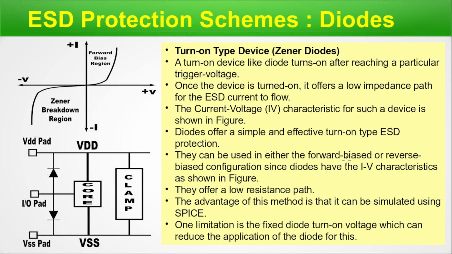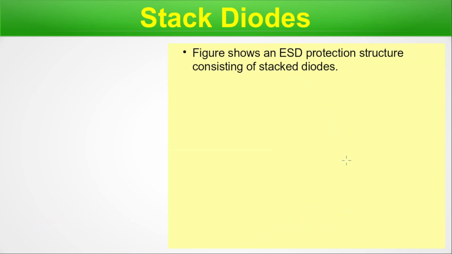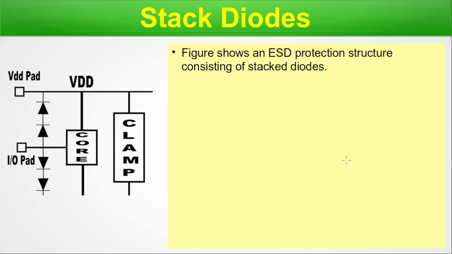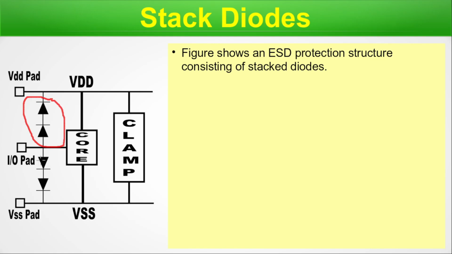We are done here. Let's move on to the next slide. Stacked diodes. Here we will talk about the next level of application of the diodes. The figure shows the ESD protection structure consisting of stacked diodes. Here you can see that instead of a single diode, we can stack diodes for better protection. So this can be used.